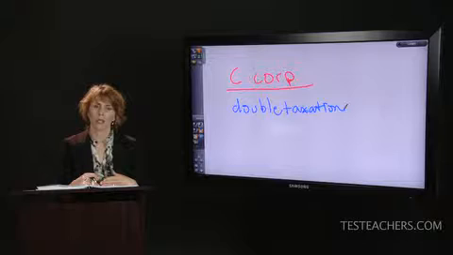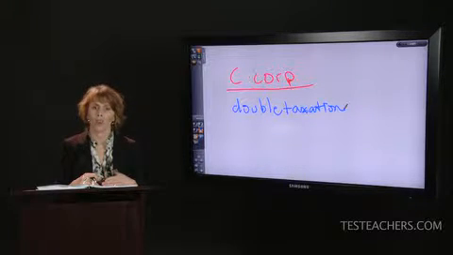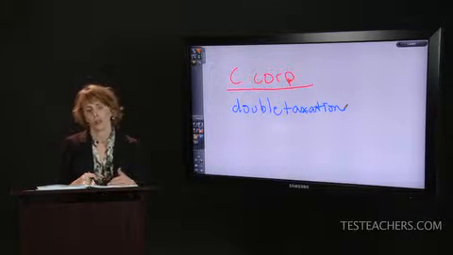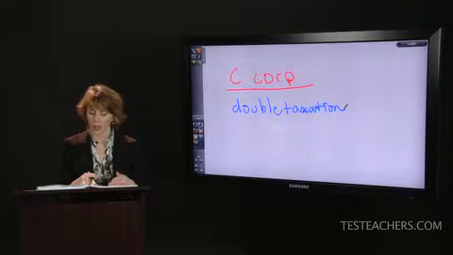S corporations are limited to only being able to have 100 shareholders. So generally, publicly traded companies will be C corporations.